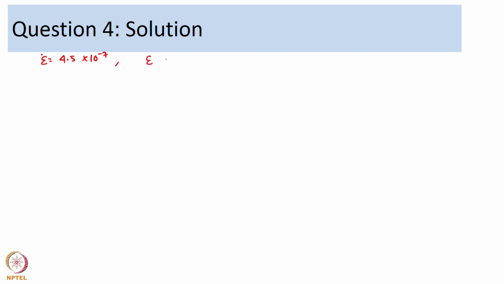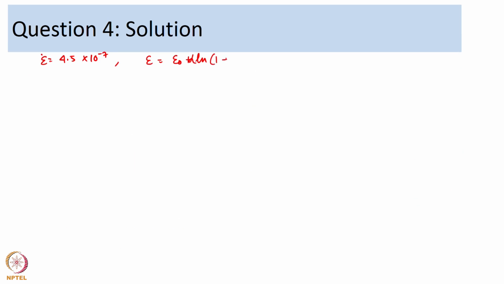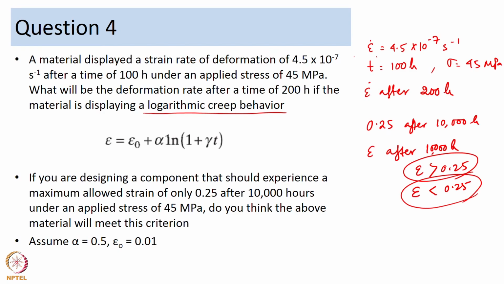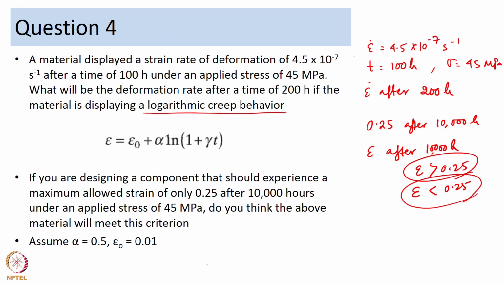The logarithmic creep curve is defined by epsilon is equal to epsilon naught plus alpha ln of 1 plus gamma t. We are already given the epsilon naught value and alpha value. Epsilon naught is equal to 0.01 and alpha is equal to 0.5. So, epsilon is equal to epsilon naught plus alpha ln of 1 plus gamma t.